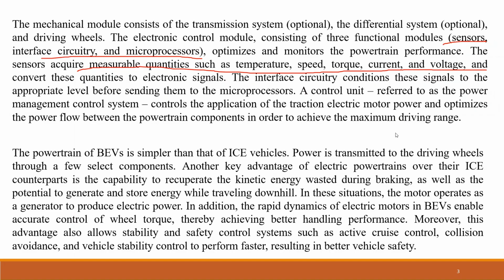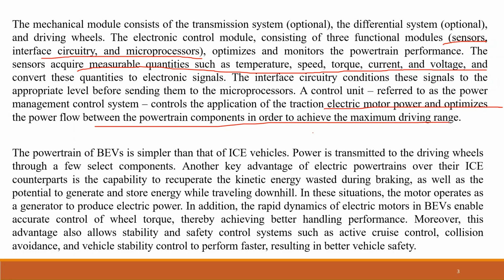And the control unit, which has been referred to as the power management control system, controls the application of the traction motor and optimizes the power flow between the different powertrain components so that we can maximize the driving range. The powertrain of the battery electric vehicle, as we can see, is much simpler than an IC engine vehicle or a hybrid electric vehicle. The power is transmitted to the drive wheels through a few select components.